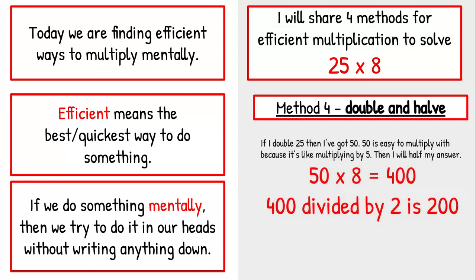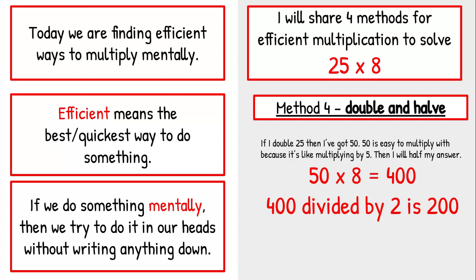So if I double 25, then I've got 50. And 50 is an easier number to multiply with because it's like multiplying by 5. At the end, I'll halve my answer because I doubled it at the beginning. So instead of doing 25 times 8, I've done 50 times 8 because 8 5s are 40. So 8 50s are 400. And then I've halved it and just divided it by 2 to find out again that 25 times 8 is 200. So here are 4 methods for efficient multiplication that you can do mentally.